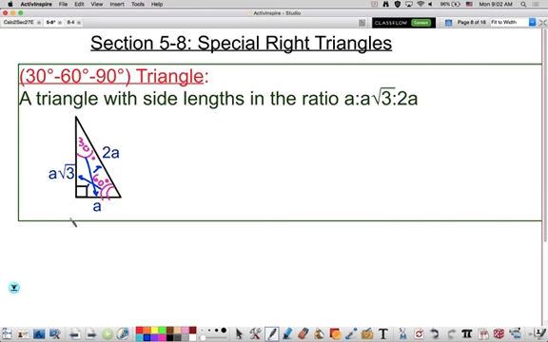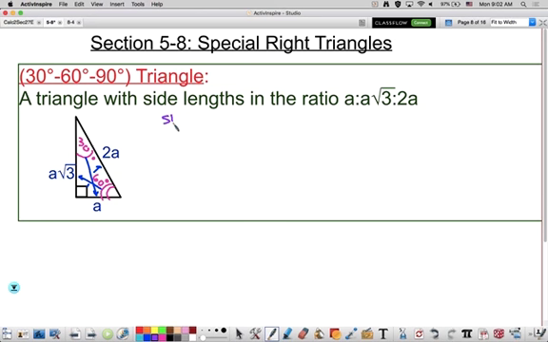Let's all say it together, okay? 30 points at A. 60 points at A times square root of 3. 60 always points at A root 3. 90 always points at 2A. Okay. Well, let's see if we can do mental math then.